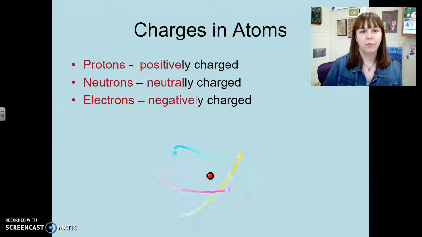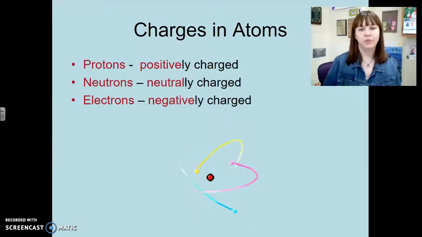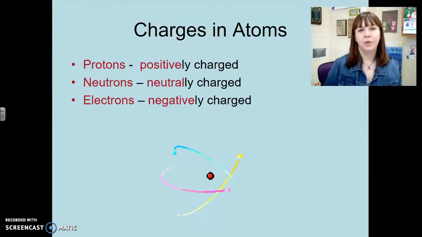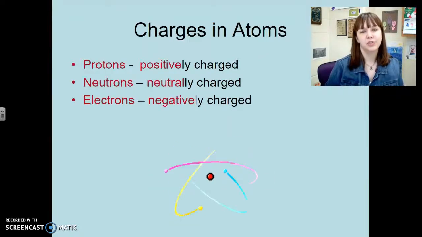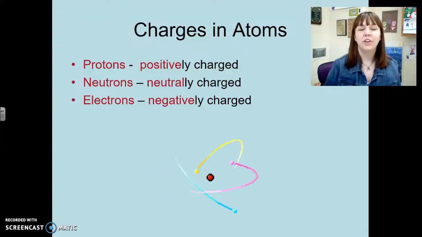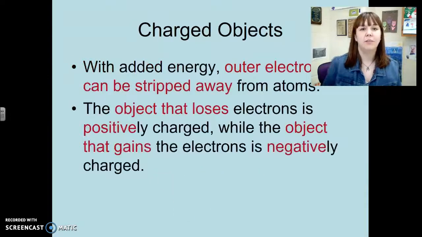Inside an atom, you have a proton, you have a neutron, and you have electrons. The protons and neutrons are in the very center nucleus of the atom. Protons are positively charged, neutrons are neutral. Electrons are what we're concerned with when we study electricity. They're negatively charged, and they're found on the very outside of the atoms.